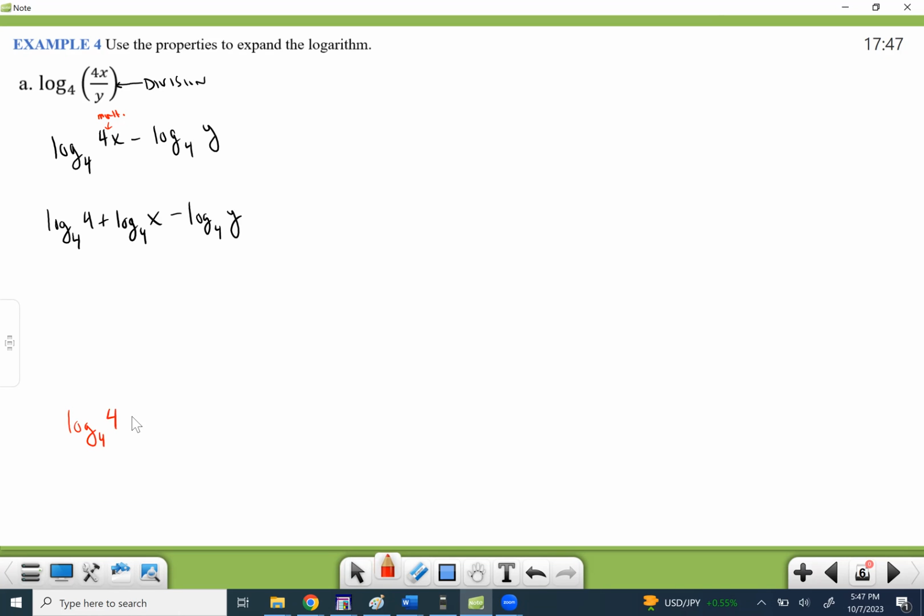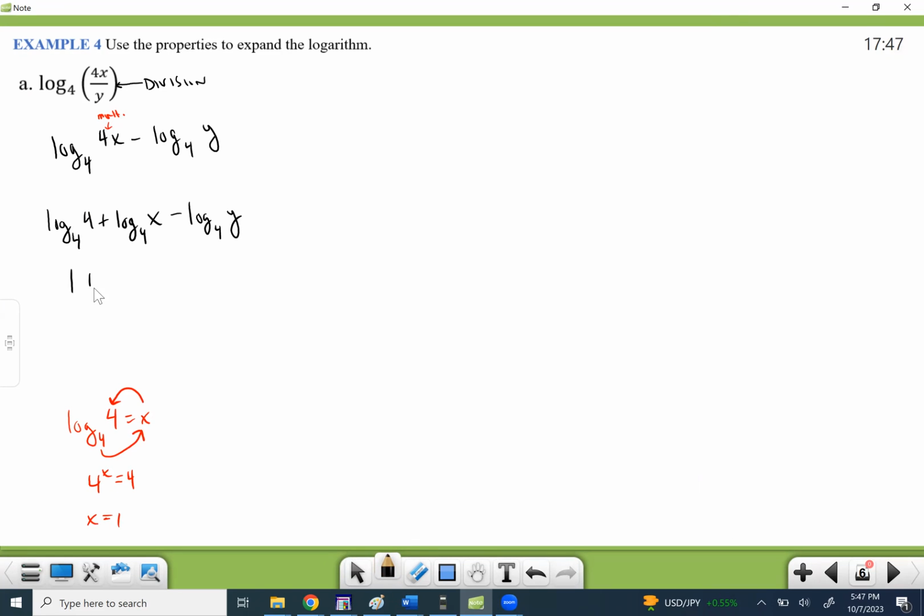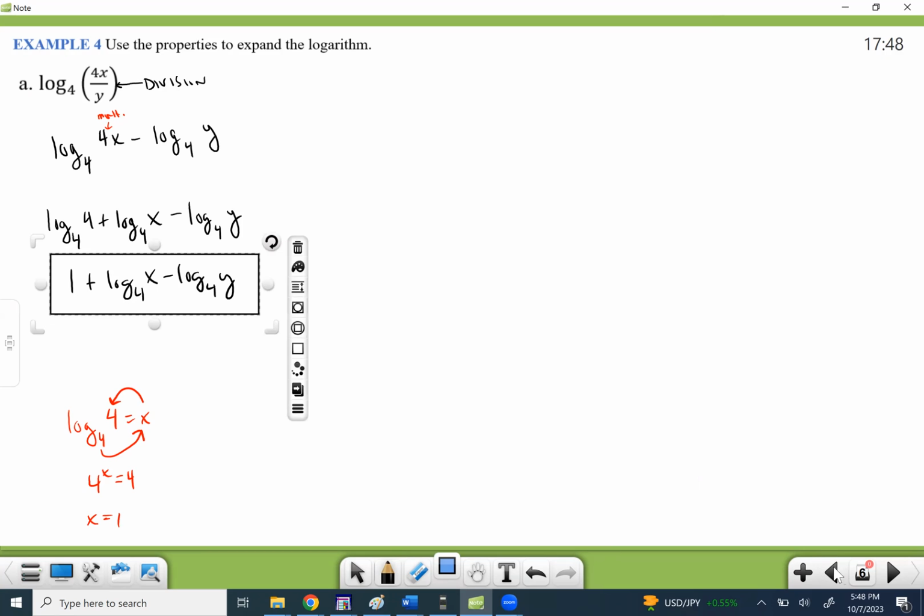But we can go through the motions again for how to find it, right? So we'll say it equals x. This is like saying 4 to what power gets you 4? 4 to what power gets you 4? Well, x would have to be 1, okay? But hopefully in the future, you're starting to realize that when those match, you can just go right to a 1. So I'm going to go ahead and put 1 plus log base 4 of x minus log base 4 of y. All right. There we go.